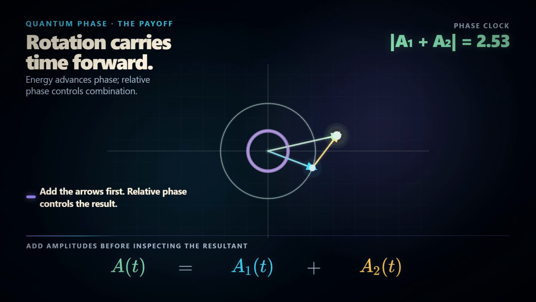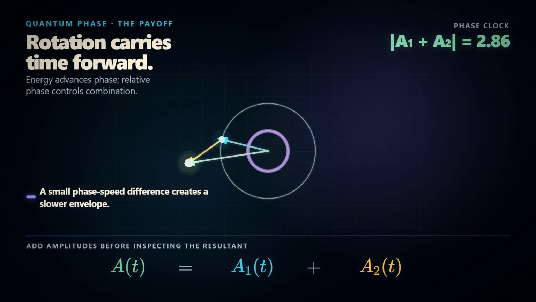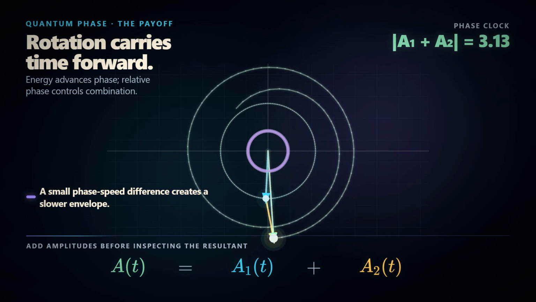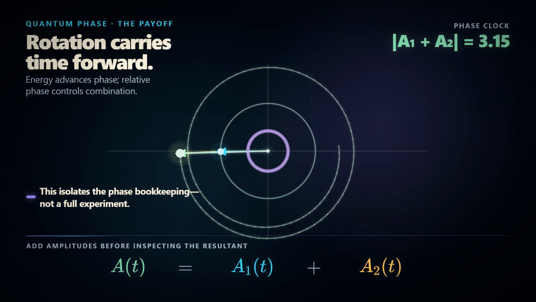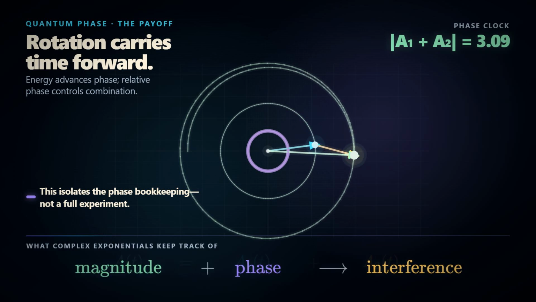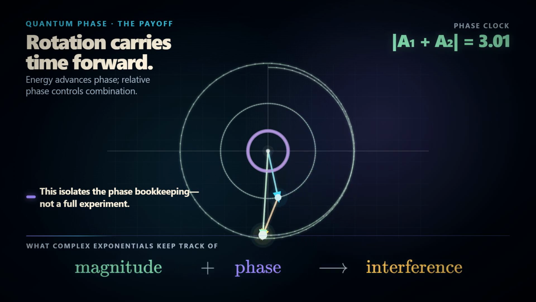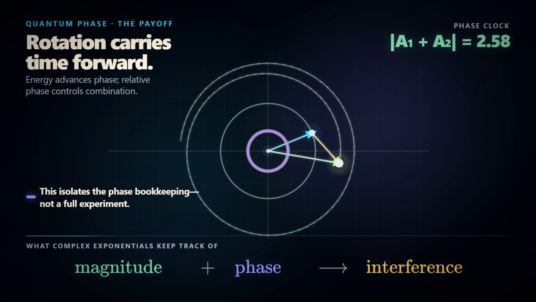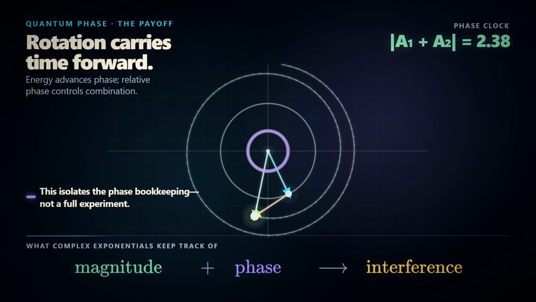Slow the picture so the two phase arrows merely rotate together. Their small speed difference makes the resultant swell and fade slowly, like beats from nearby musical frequencies. We are not deriving a quantum experiment yet. We are isolating the bookkeeping that makes superposition intelligible. Complex exponentials store magnitude and phase. Time advances phase, and phase differences control how alternatives combine.